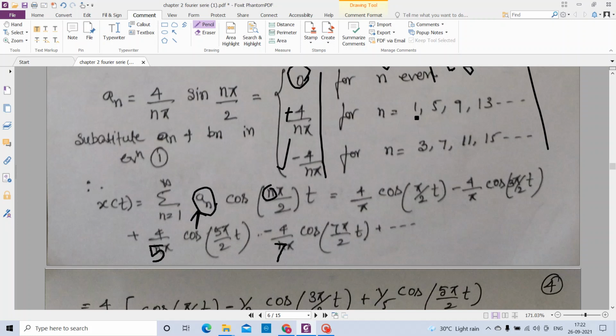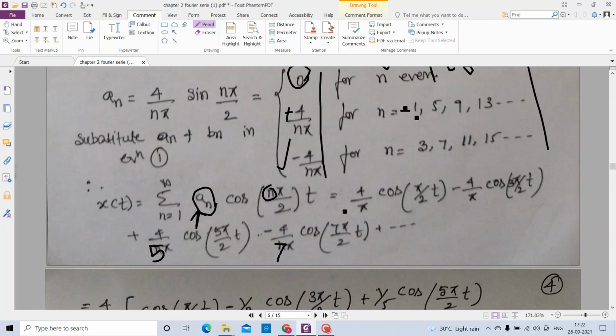For example, in the summation n is equal to 1 to infinity, first you have to substitute the value of n as 1, right? So for 1, the magnitude is 4 divided by n pi. Here the n value is 1, so I wrote 4 divided by pi cos of, again n value is 1, so it becomes cos of pi by 2 into t. The first one is plus, right?